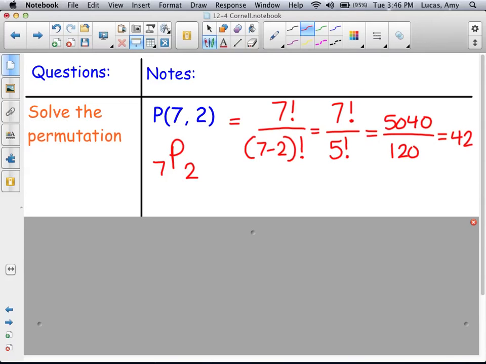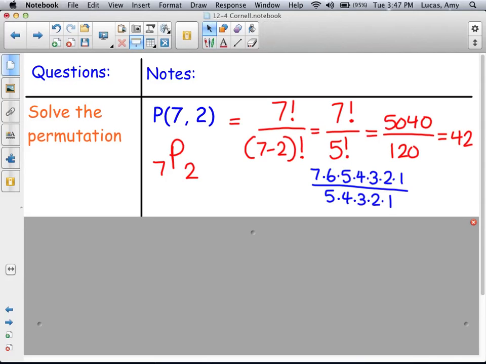Now, let's say that you were solving a problem like this and you didn't have a calculator. I'm going to show you how you can do this without a calculator. 7 factorial looks like this. 5 factorial looks like this. So you may notice we know how to work with fractions.